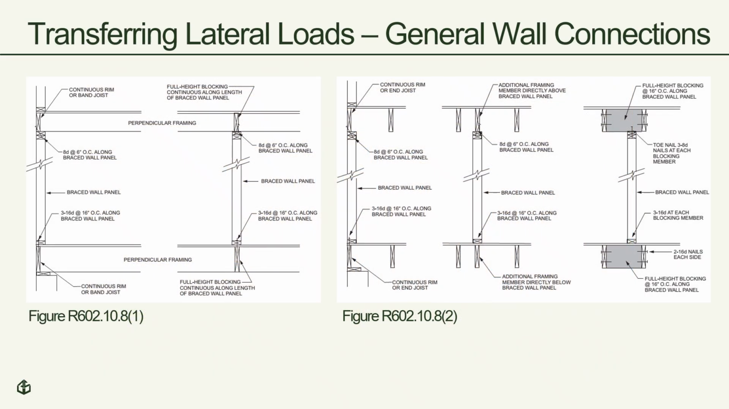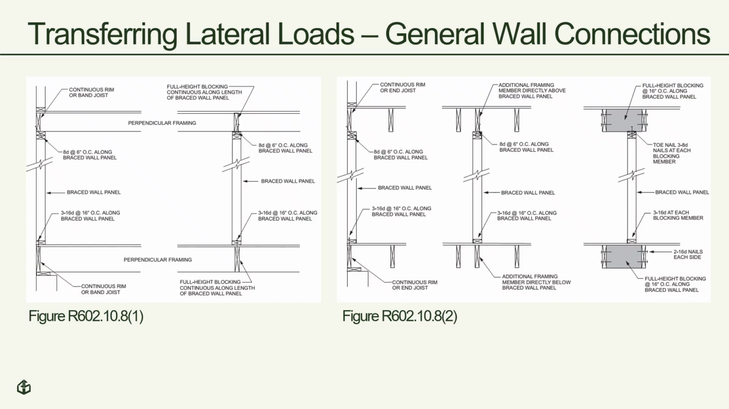The IRC provides figures 602.10.8 (1) and (2) to require proper connections of brace wall panels to the structure above and below them. This assures that the loads are transferred ultimately to the ground. On the left, it shows proper nailing of an exterior brace wall panel and an interior brace wall panel with joists above and below that are perpendicular to the brace wall panel. This requires blocking between the joists.